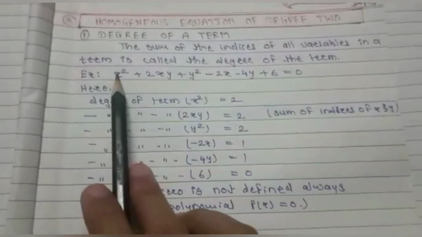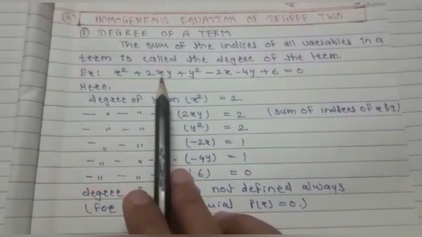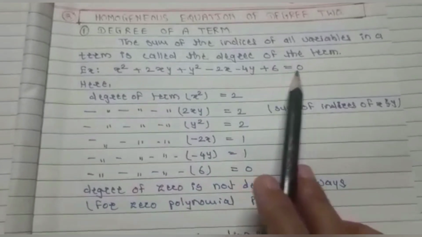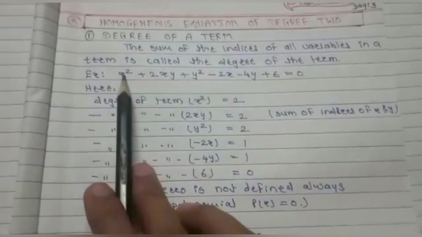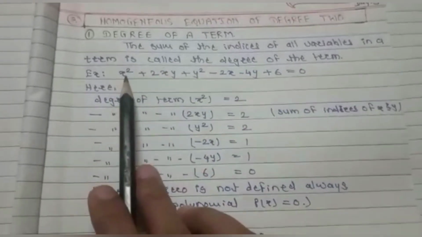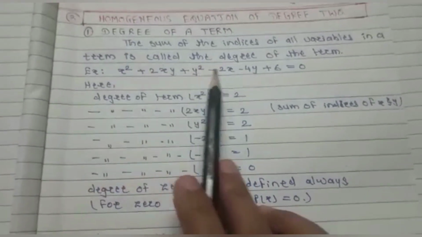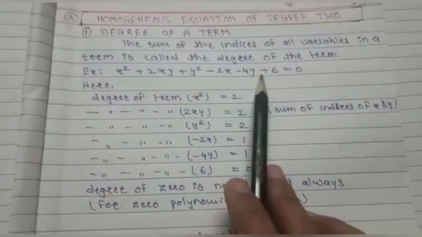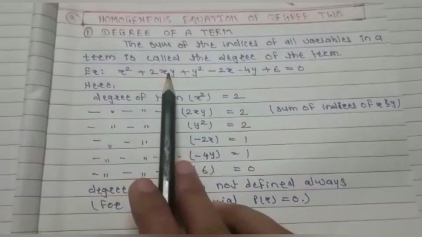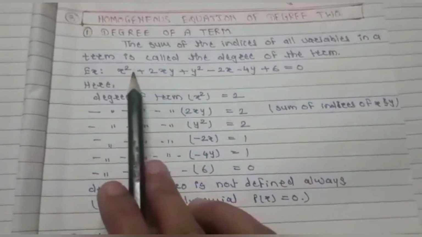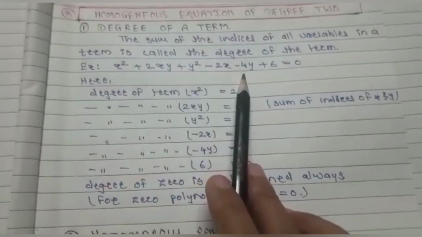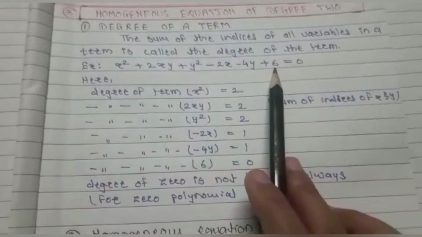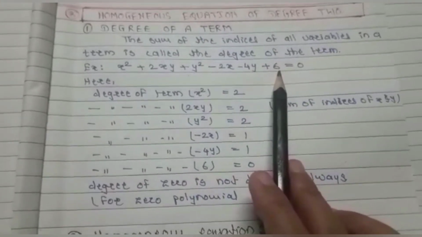That means what? See this example, x square plus 2xy plus y square minus 2x minus 4y plus 6 is equal to 0. Here in this equation, how many terms are there? 1, 2, 3, 4, 5, 6. Total 6 terms are there. Out of all these 6 terms, one term is in both the variables x and y, and the remaining 4 terms are in a single variable, and the last term is a constant term.